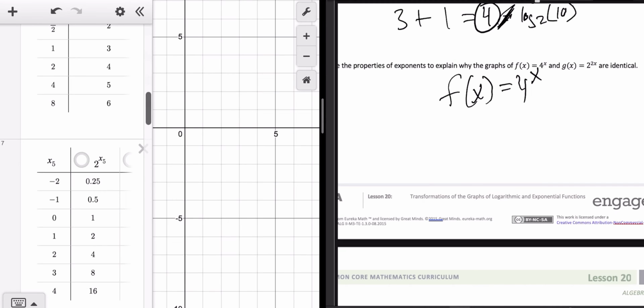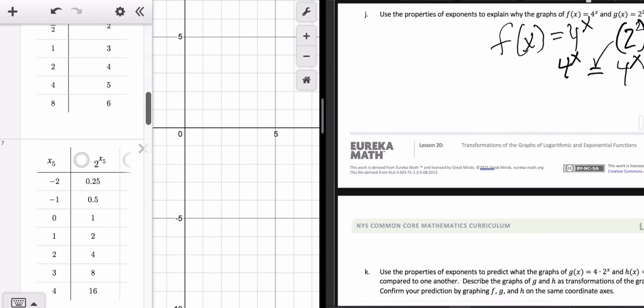But g of x, that's 2 squared and then 2 to the x power. So you can always say, if you were to break that apart, 2 squared to the x power. That is an exponent raised to an exponent, so that's just multiplying, right? So then you're going to have 4 to the x. And those are the same. So that's the reason why those are identical.